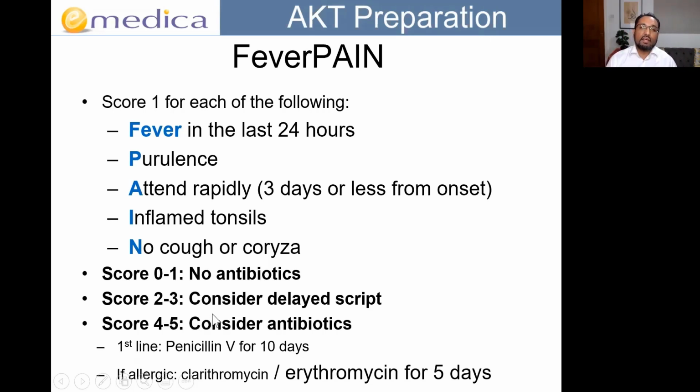And then what's the first line? First line is PenV for 10 days. If they're allergic, this patient wasn't, but if they're allergic, then you could either use clarithromycin or erythromycin for 5 days, okay? So that's why the correct answer is to consider a delayed script, but for which drug? For PenV for 10 days, okay?